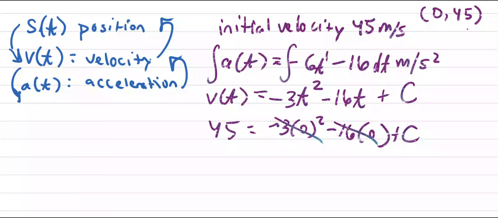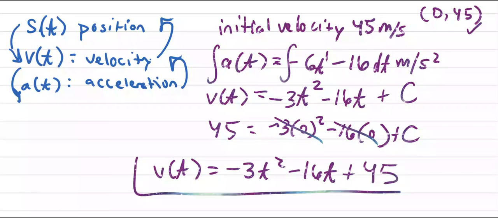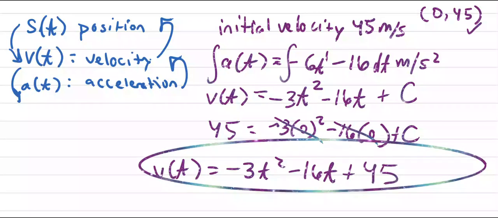So they told us this point so that we could figure out our starting point, basically, or figure out what our constant actually is. So instead of having a general velocity function, basically we know the shape of it. Now we actually know where it lies in the plane, because instead of some mystery number plus c, we figured out that c is 45.